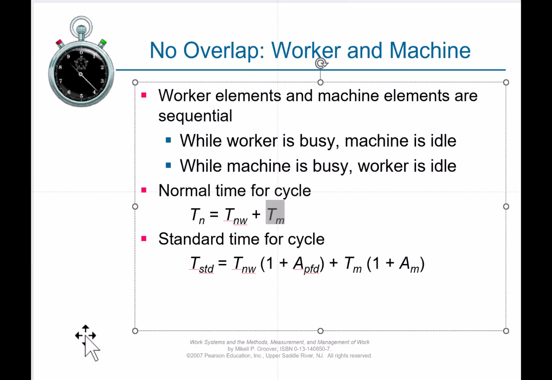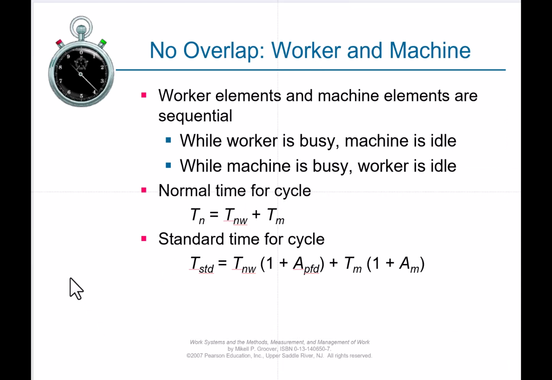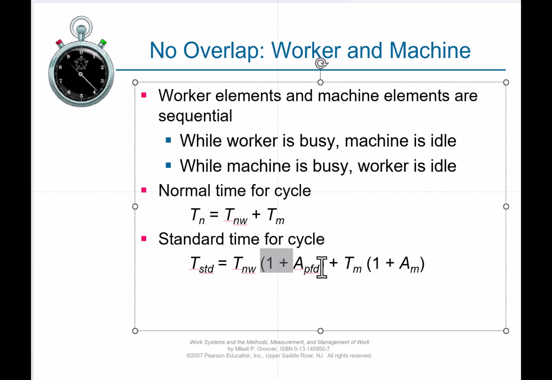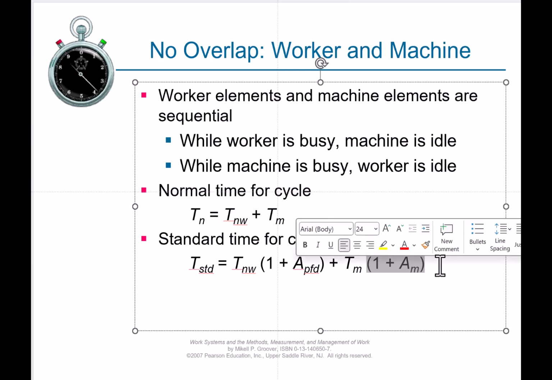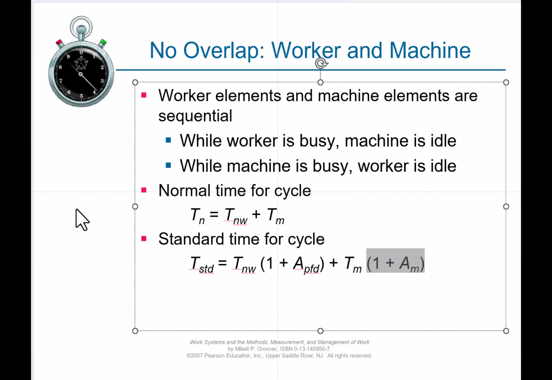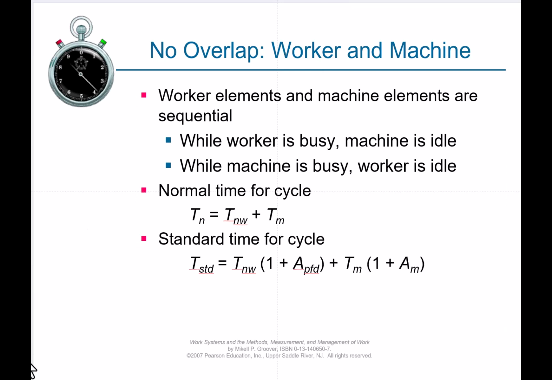Now for the standard cycle time, where you have a combination of worker and machine, you're going to add the allowances of the manual work, right? And the allowances of the machine. The machine has allowances because sometimes it does not work all the time. They have breakdowns, interruptions, jams. So you cannot say that the machine is working 100% of the time. Therefore, you need to come up with an allowance.